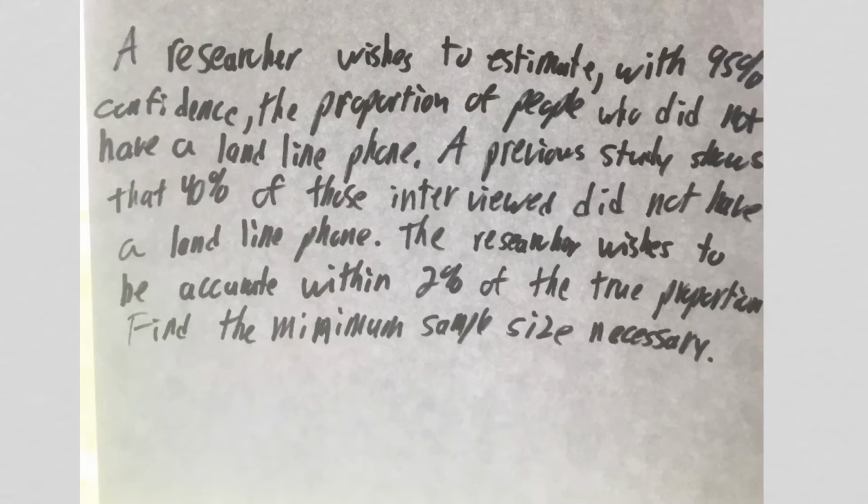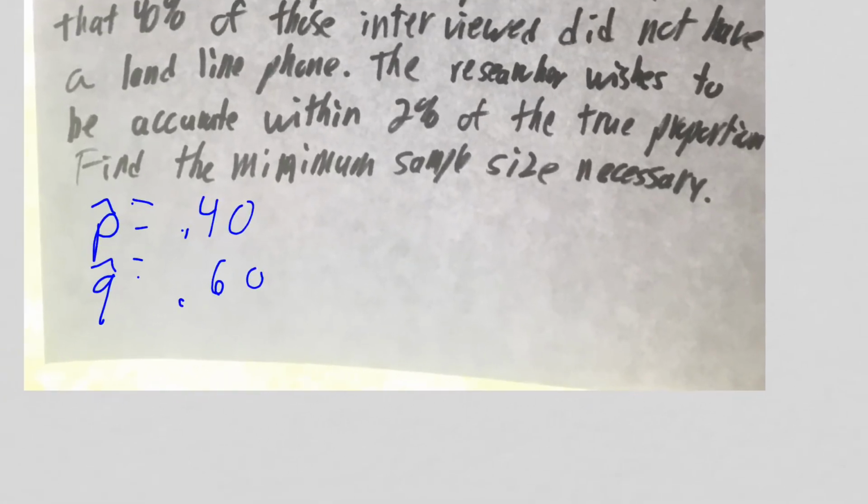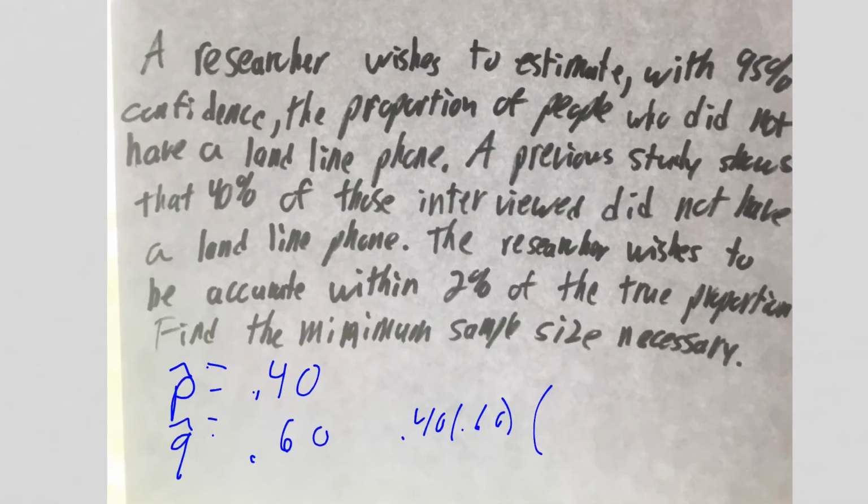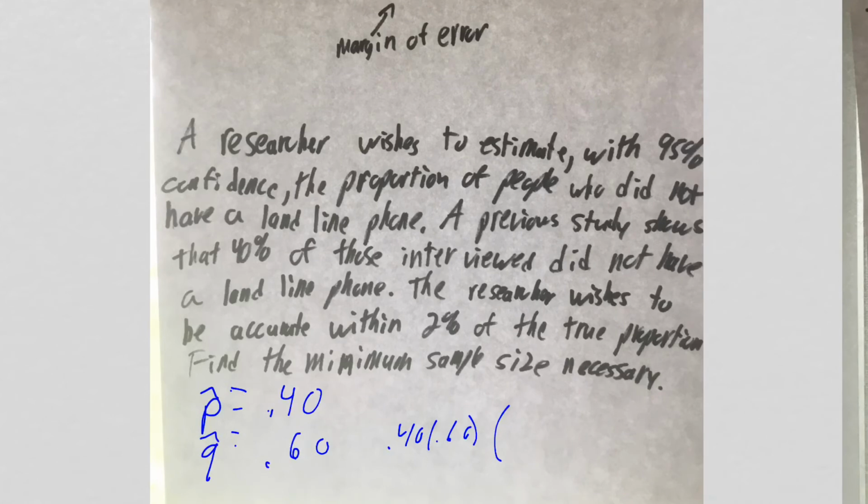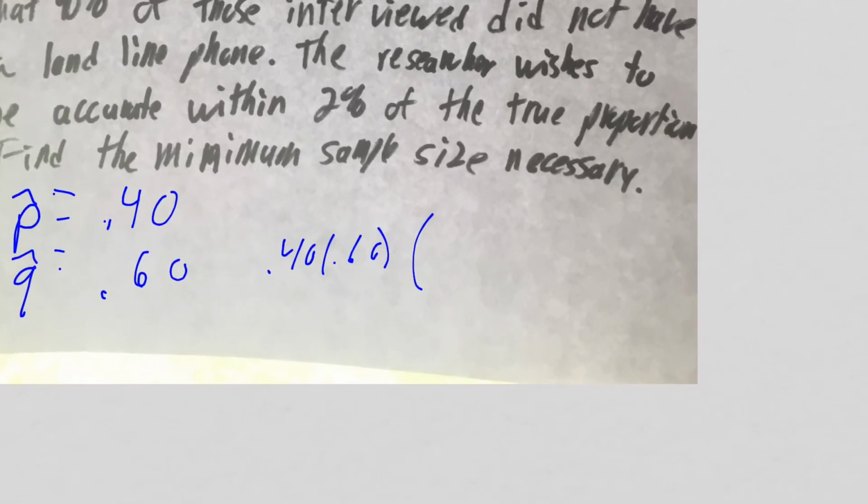So when we're doing this, again, we need the p hat and the q hat. It does tell me from a previous study the p hat is 40%, so that would be 0.40, which then makes the q hat 0.60. So we're now going to plug it into that formula we were just talking about. We're going to do your 0.40 times the 0.60. And then in the parentheses, we want the z of alpha over 2. Remember, when we have the 95% confidence, our z is going to be 1.96.